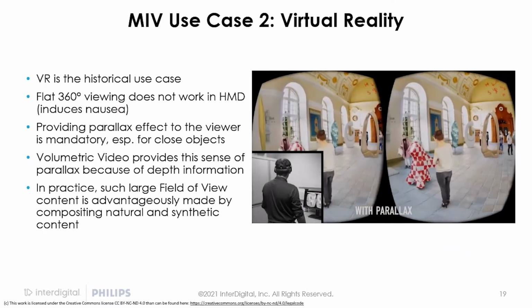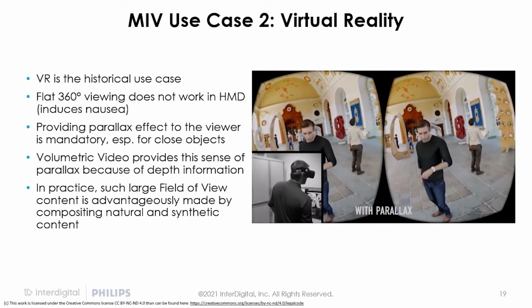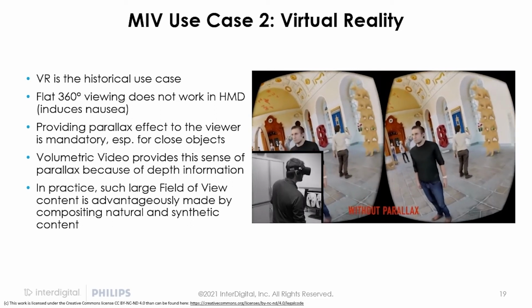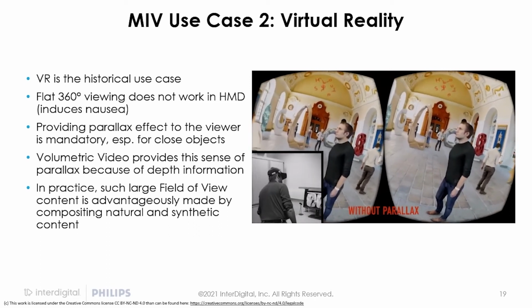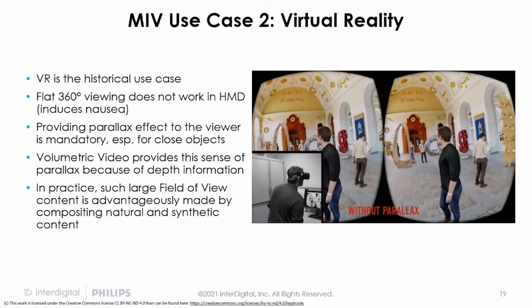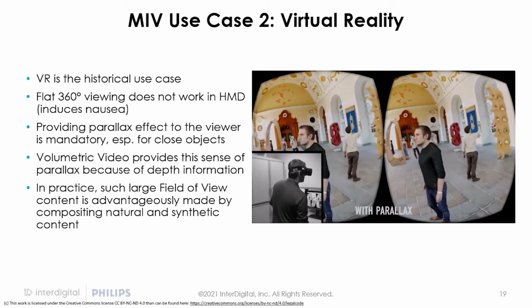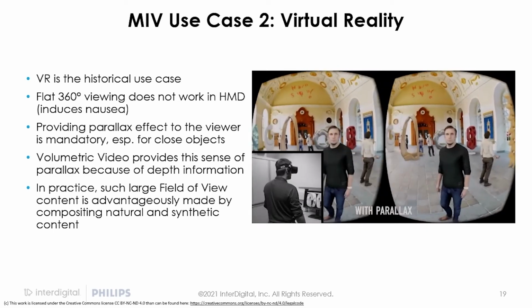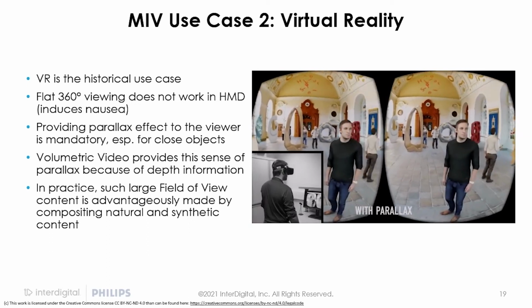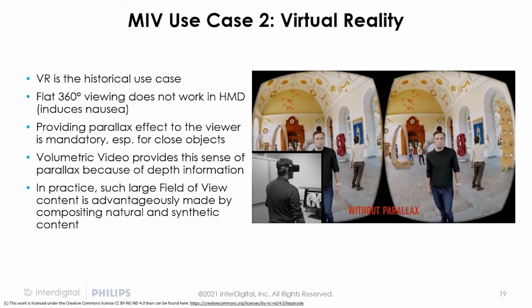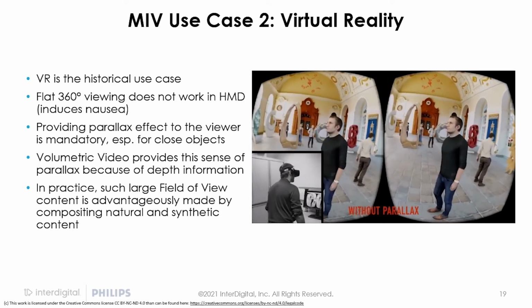The second use case that we present, virtual reality, was the first use case that was considered for MIV. Compared to VR360, by having depth information, 3DoF+, it is possible to have a more natural viewing. There is more comfort, especially with VR360. If one rotates one's head in a tilting fashion, it can be quite uncomfortable.